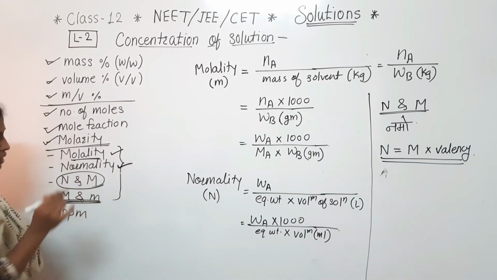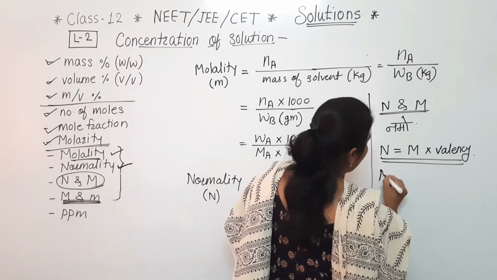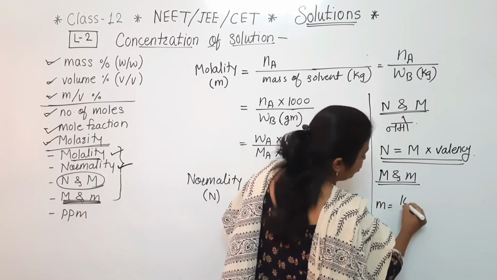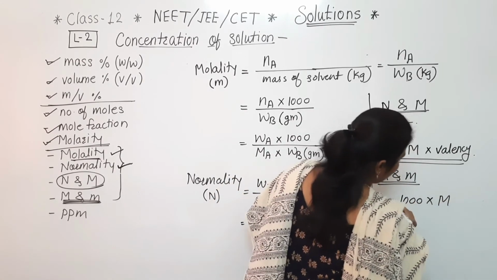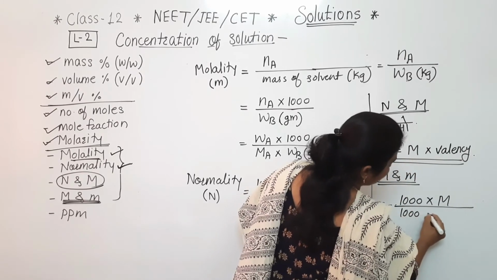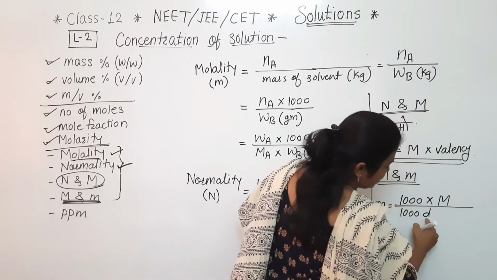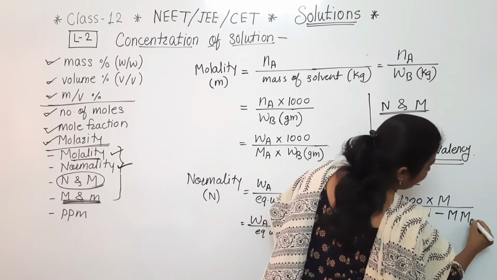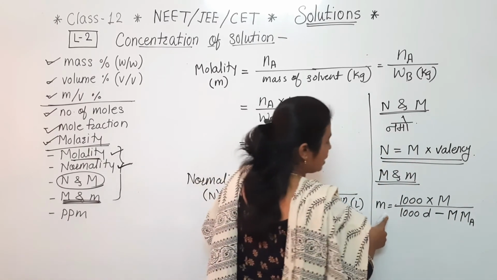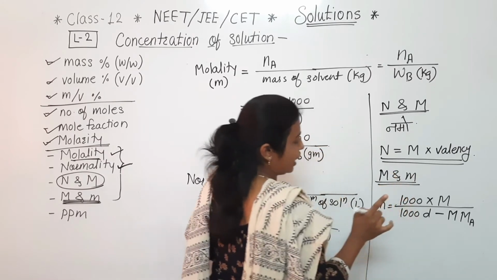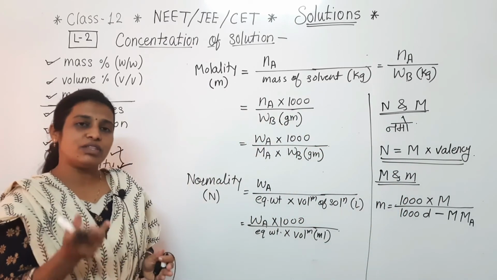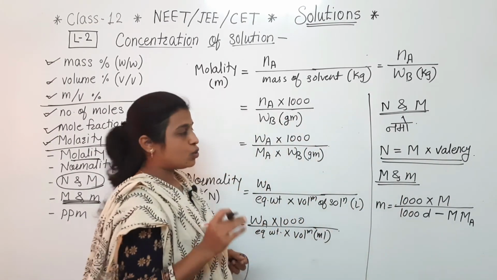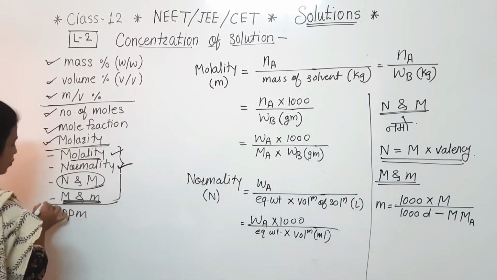Next, what is the relation between molarity and molality? If we consider the formula, molality is equal to 1000 into molarity divided by 1000 into density, this density being of the solution, minus molarity into molar mass of the solute. This is the relation between molarity and molality. Whenever any numerical is given with the density and molarity to find out the molality, we have to use this formula. So in this way we have completed the formulae up to this one.